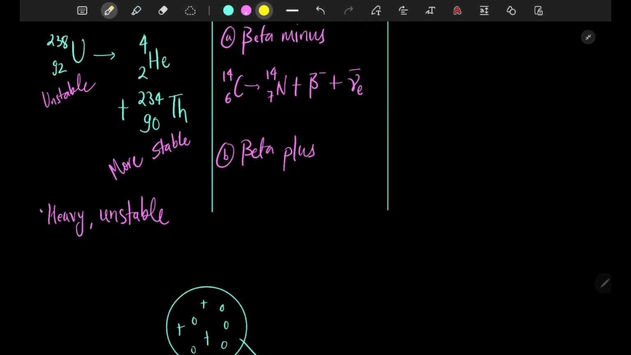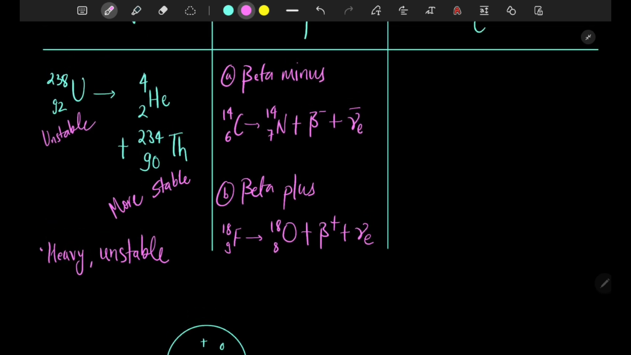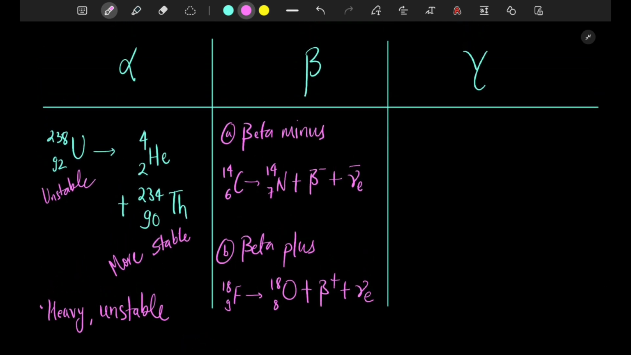So in beta plus, let's take the example of fluorine. Fluorine would get converted into oxygen, and there would be some beta positive decay, and then again some neutrino would also be emitted. We'll discuss what is neutrino. So these two things happen: one is beta minus decay and one is beta plus decay.